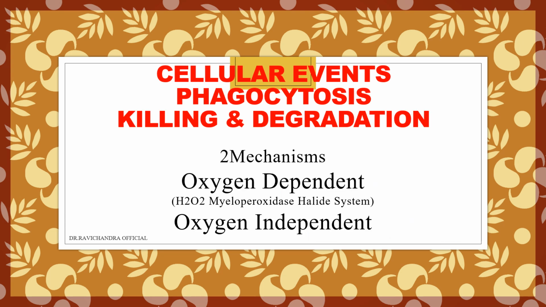And the final step in phagocytosis is killing and degradation. It will occur by two mechanisms. One is oxygen dependent and the other is oxygen independent. Oxygen dependent killing and degradation will occur with the help of the hydrogen peroxide myeloperoxidase allied system.